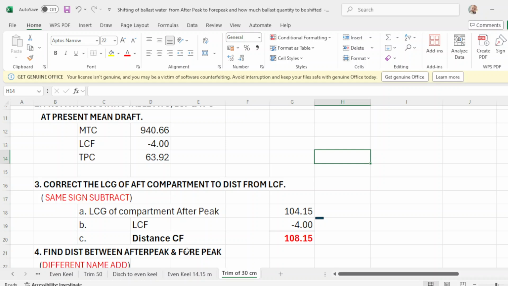Distance of LCF: same sign, subtract; different sign, add. They have different signs, so add. That will be 108.15. So we go to number 4.